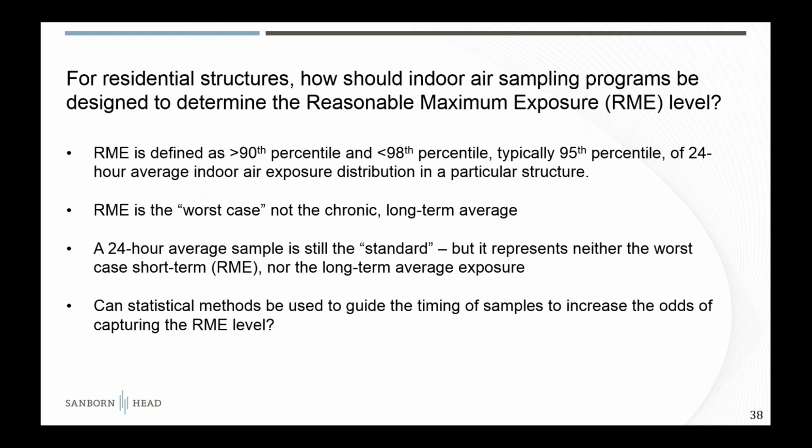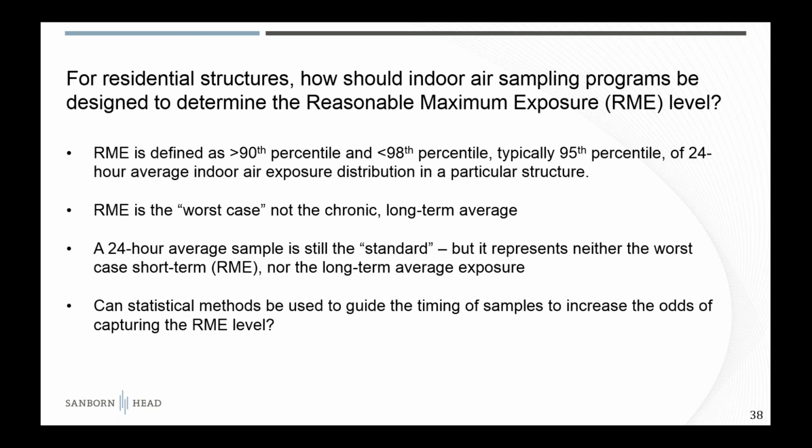And the question we're trying to figure out is, how should indoor air sampling programs be designed to determine the reasonable maximum exposure? And EPA defines that as something between the 90th percentile and 98th percentile, typically the 95th percentile of the universe of concentrations that could occur in that particular house. It's supposed to quantitatively represent the worst case, but not the long-term average. Unfortunately, the 24-hour average is still our standard, but again, it neither represents the worst case nor the long-term average.